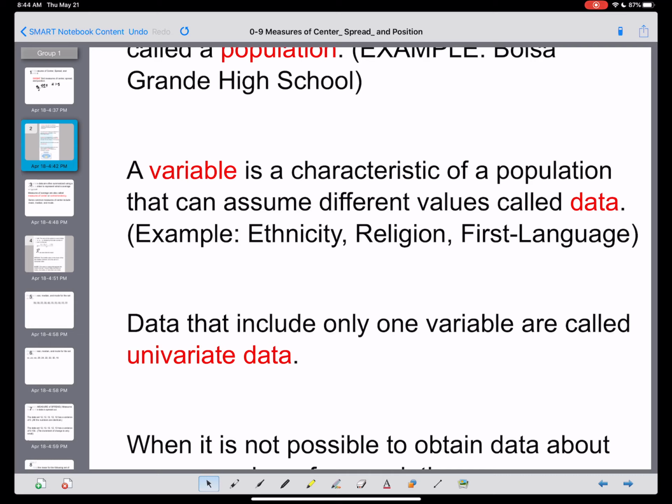Data that include only one variable are called univariate data. For example, if I'm doing the population of Bolsa, there are a lot of variables: your ethnicity, what grade you're in, and so on. But if I narrow that down and focus only on what grade level you are at, that's univariate data. Univariate just means one. I'm focusing on one.